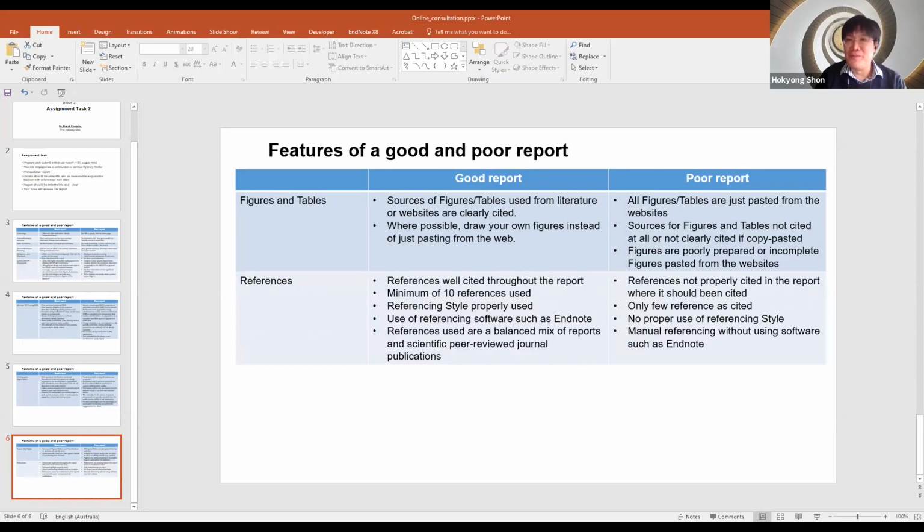Thank you, Sharif. So it looks like a very detailed, good report for your assignment too. So do you have any questions for Sharif?